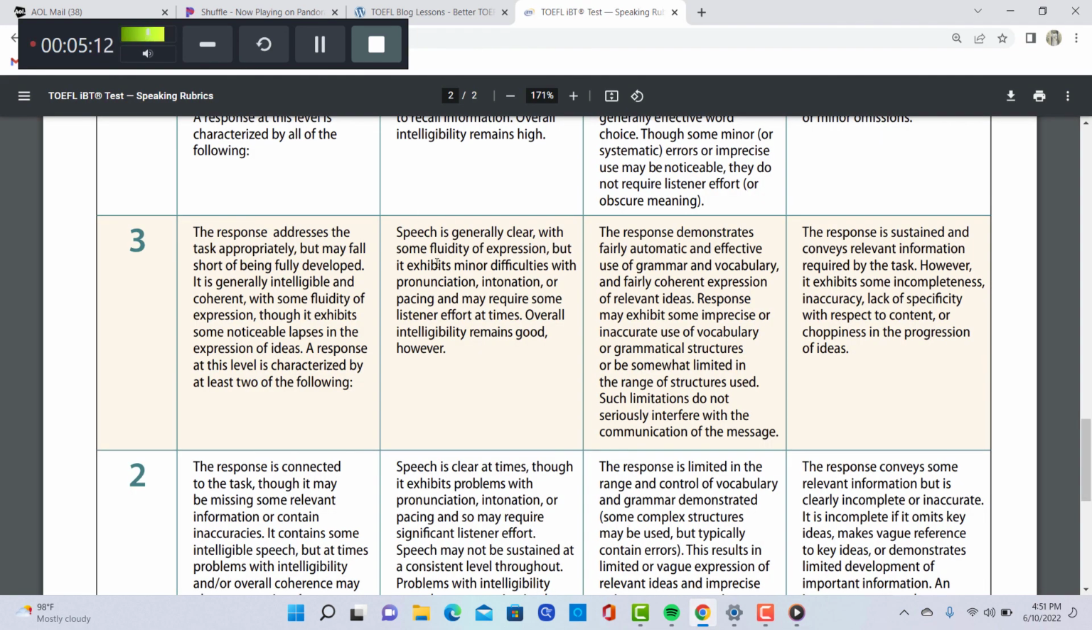Yeah, I think my initial assessment is probably pretty accurate. I'm going to say 22 to 24 points because of some minor problems with language use, delivery, and also topic development.